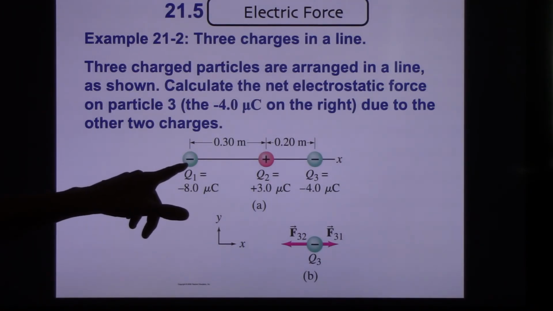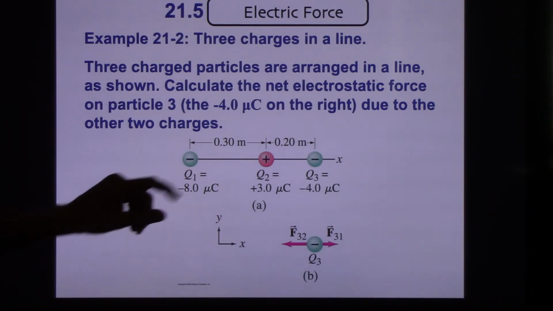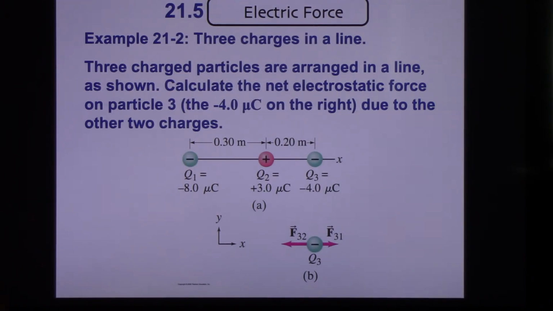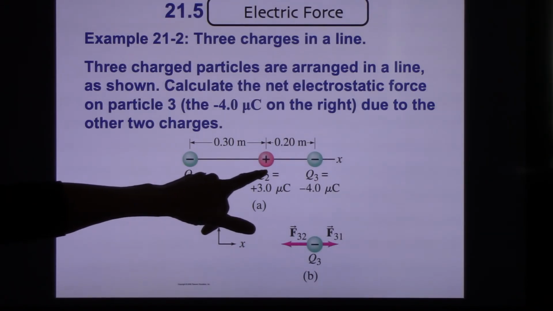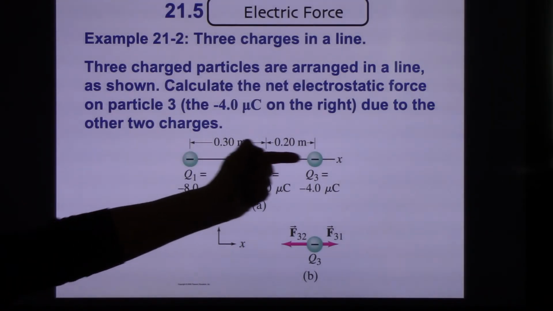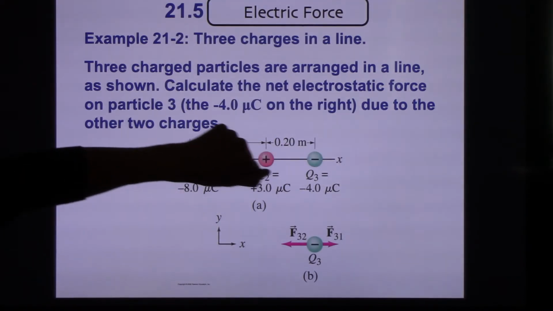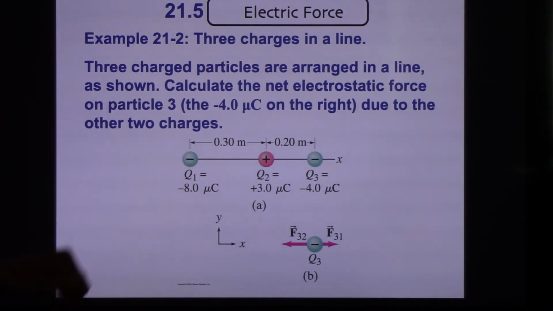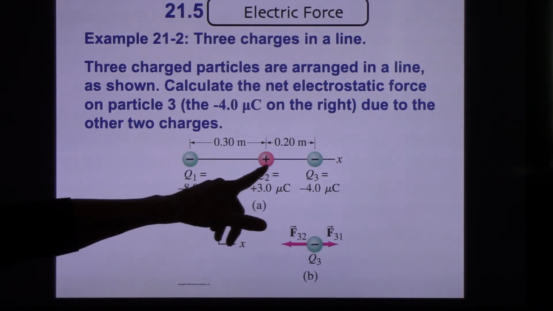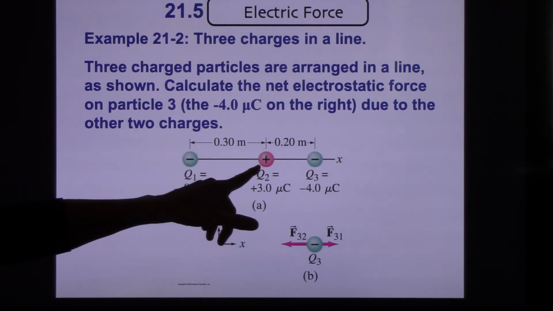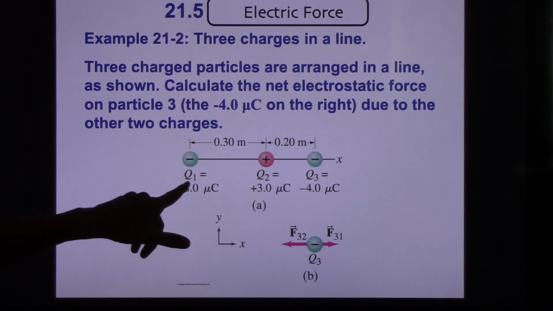So again, charge 1 has two forces acting on it, and they're in opposite directions. Charge 2 also has two forces acting on it. Charge 3 is pulling it to the right, charge 1 is pulling it to the left. We have to do a calculation to find out which force is larger and to find out what the net force would be. Finally, charge 3 is going to be attracted towards charge 2 and pushed away from charge 1.